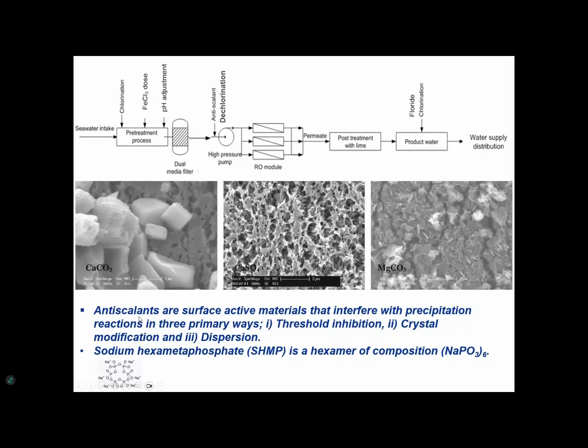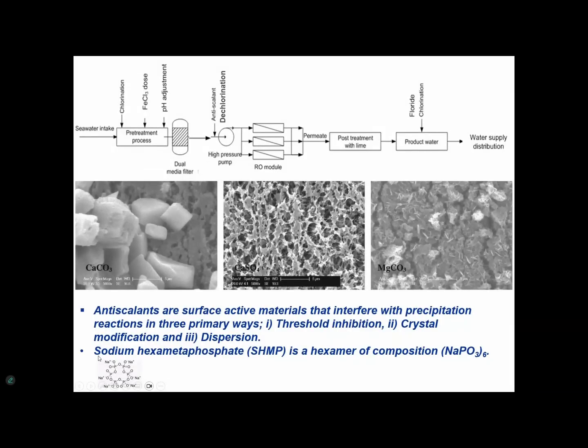the anti-scalant, a surface active material that interferes with the precipitation reaction in three primary ways. So calcium carbonate, when you have a high concentration, high recovery of your water, and then you create this kind of inorganic scalant: threshold inhibition, crystal modification, and dispersion. So people utilize a lot of different commercial anti-scalants.